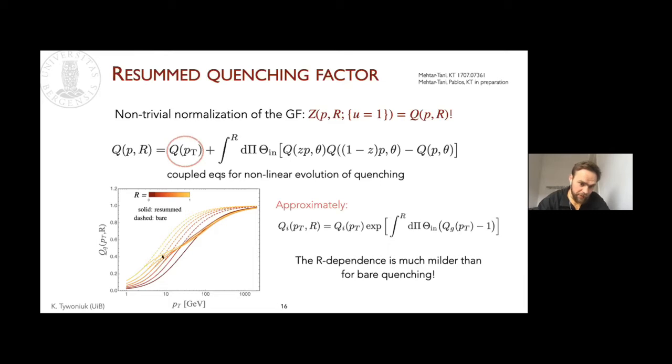The dotted curves are the bare quenching factors, and the full curves are the resummed quenching factors, Q, and we've seen this evolution equation. And this also gives us a very interesting implication on the R dependence of the spectrum, as we can see at the end of the talk.